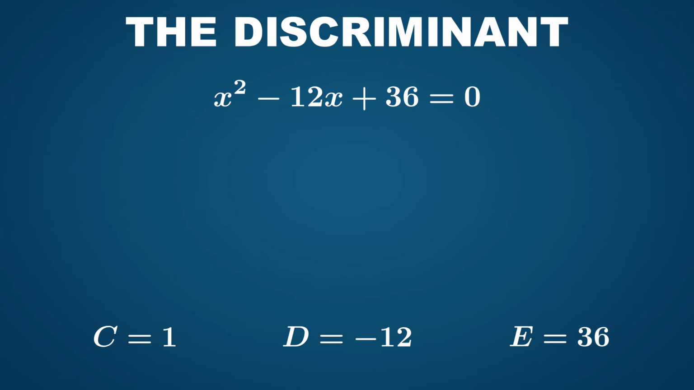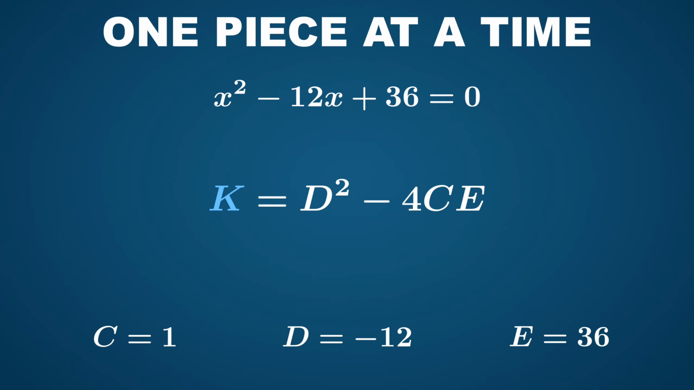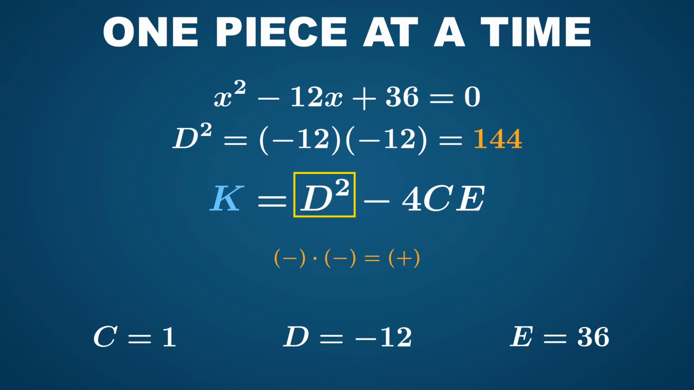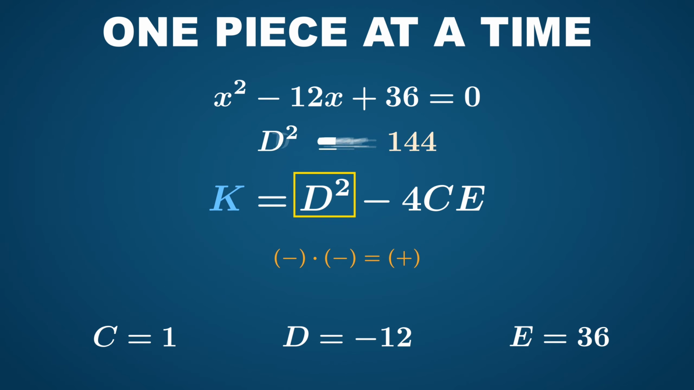We will first calculate the discriminant portion of the quadratic formula. Let us define a new uppercase variable k to store the discriminant value. The formula for k is d squared minus 4 multiplied by c multiplied by e. We will evaluate this discriminant expression one piece at a time. First, we need to calculate the squared value of our variable d. This means we must multiply negative 12 by another negative 12. A negative number multiplied by a negative number yields a positive result. 12 multiplied by 12 gives us 144. So the value of d squared is positive 144.